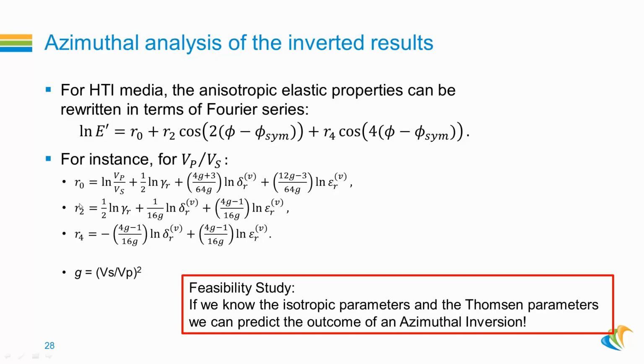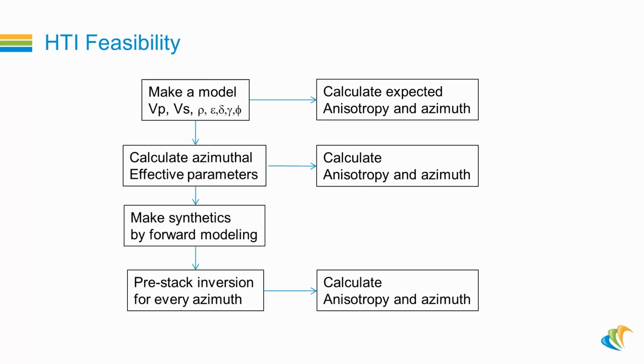we've already shown that we can exactly calculate these Fourier coefficients if we know the isotropic parameters and the Thomsen parameters. This is very important if you want to do a feasibility study. In a feasibility study, in this case for HTI, we're going to take a couple of steps.